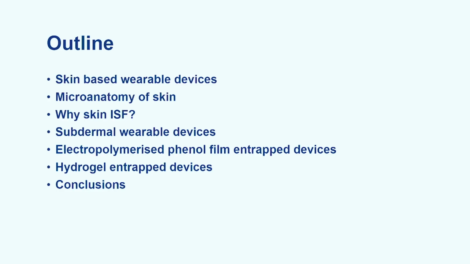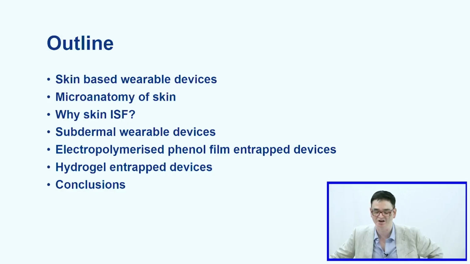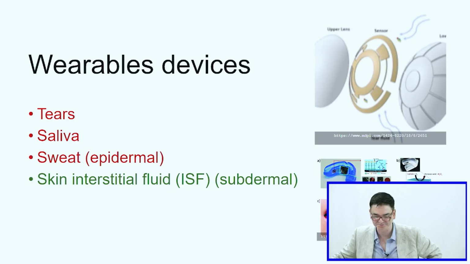The outline of this lecture, the last lecture that we have for the day, is mainly, again, we're going to revisit this whole idea of skin-based wearable devices, looking again at the microanatomy of skin. As I said, my area is subdermal devices, so I'll stick mainly to subdermal devices. I'm not going to talk about epidermal devices. We're going to talk about skin interstitial fluid again, just to consolidate on the facts that we've discussed this morning, and then look at subdermal wearable devices and give you examples. I think we've had some questions on polyphenols, so we're going to be looking at the electropolymerized phenol film and trap devices. We're going to be looking at hydrogel trap and trap devices, and then come up with some conclusions.